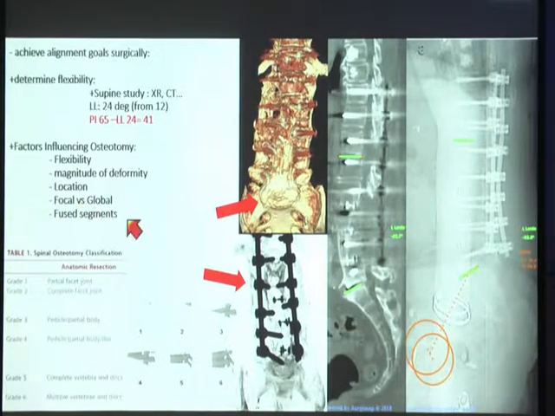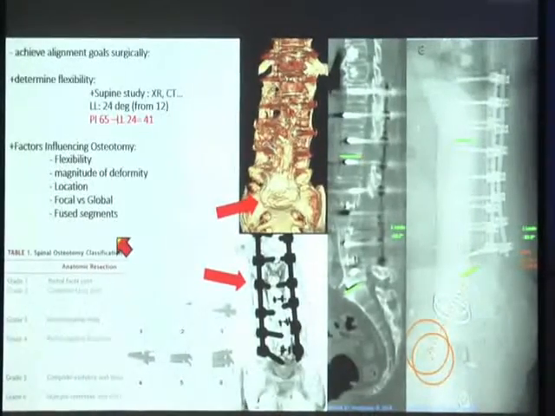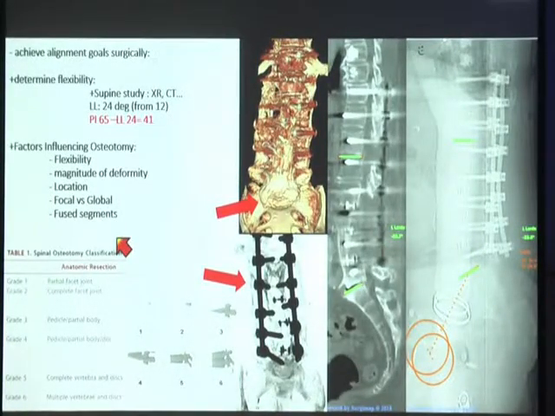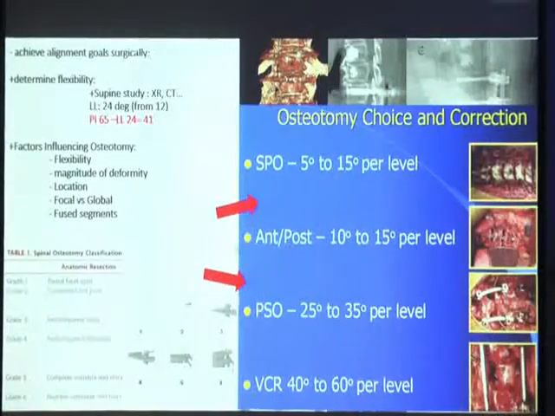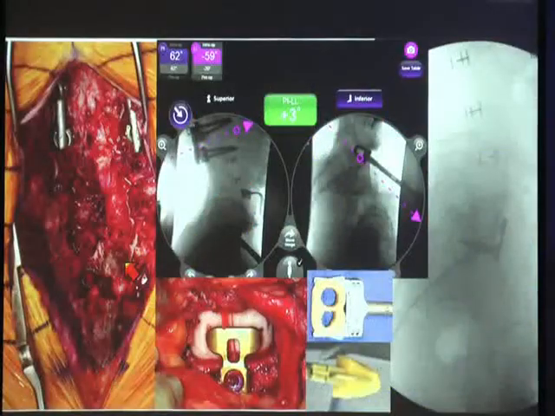So after flexibility has been determined, then we have to choose what kind of approach we're going to use for this patient. The Schwab classification of posterior osteotomies has been reviewed very well. Usually patients like these require at least a grade 3 or grade 4 osteotomy. As we know, our osteotomy choices are variable. Smith-Petersen osteotomies can give us up to 15 degrees per level, anterior column realignment probably about the same, and then PSOs, depending on the grade, can give us more and beyond.